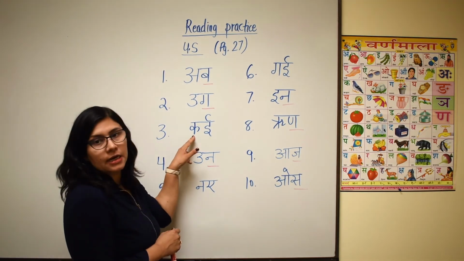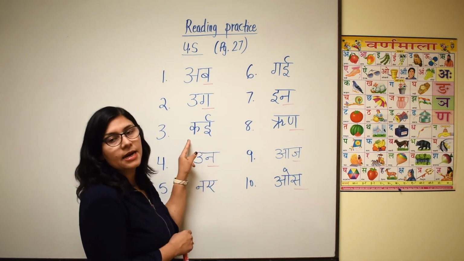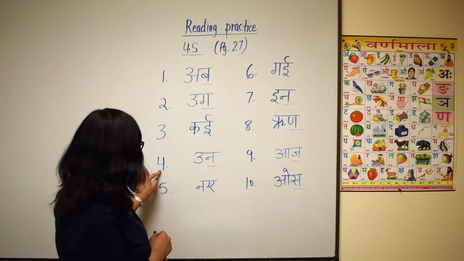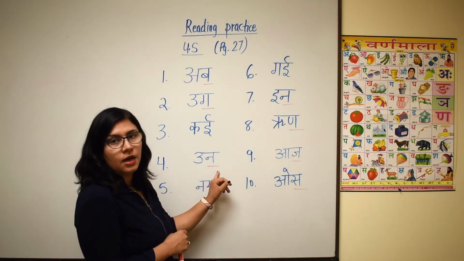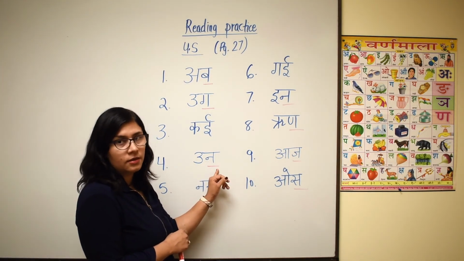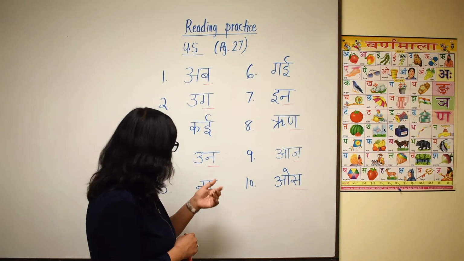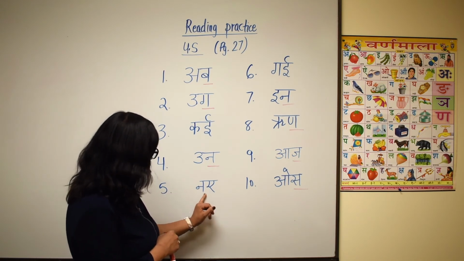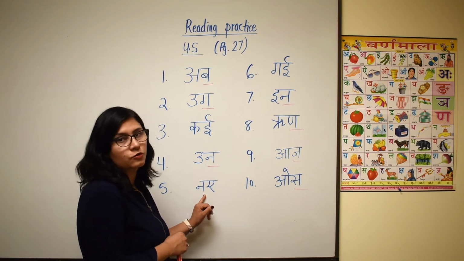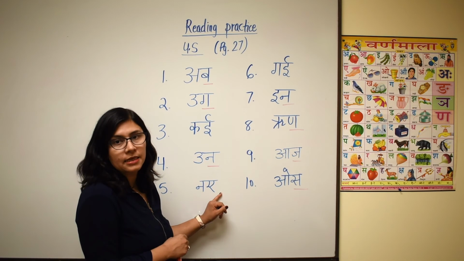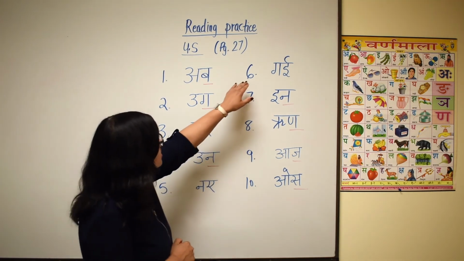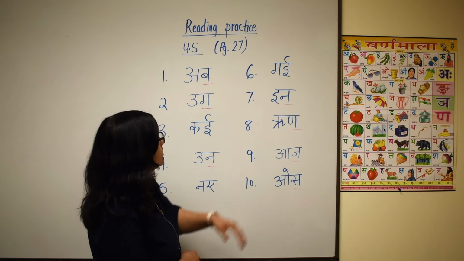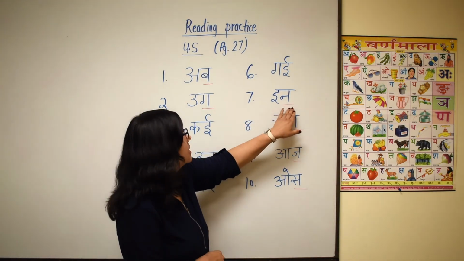Third one, we have G and E. KAI. Okay? So here it's okay because we have a vowel ending. Okay? Number four, U, N, UN. Okay, so we will just have the short N sound at the end, UN. Okay, however, in the next one, number five, since N is at the beginning of the word, we will pronounce it N, A, NAE. Okay, number six, G, E, GAI. Okay. Number seven, I, N, IN.